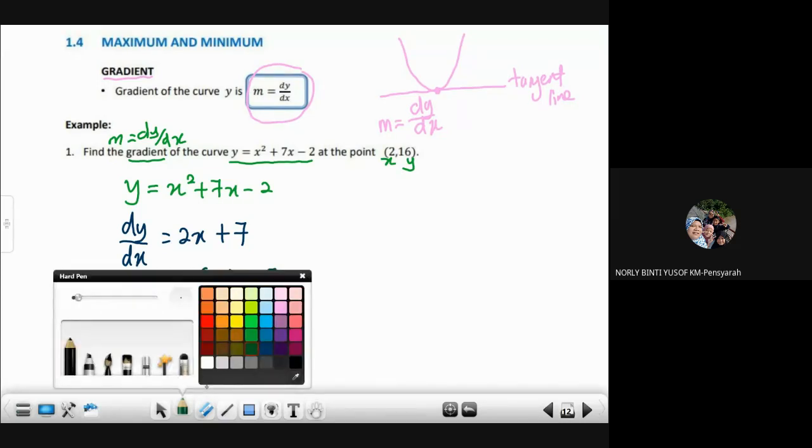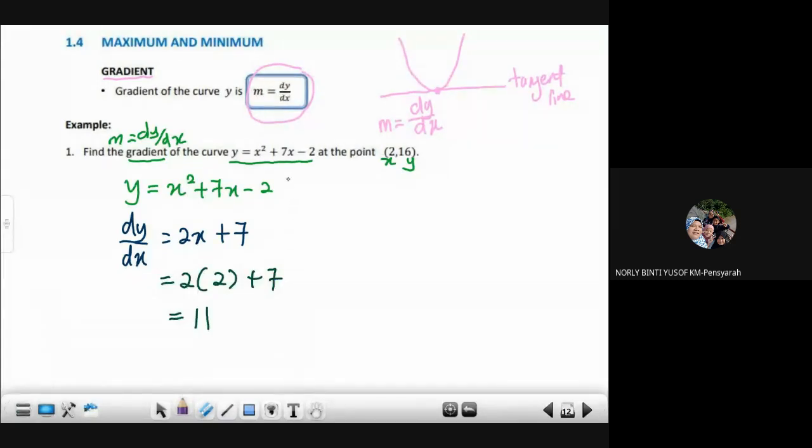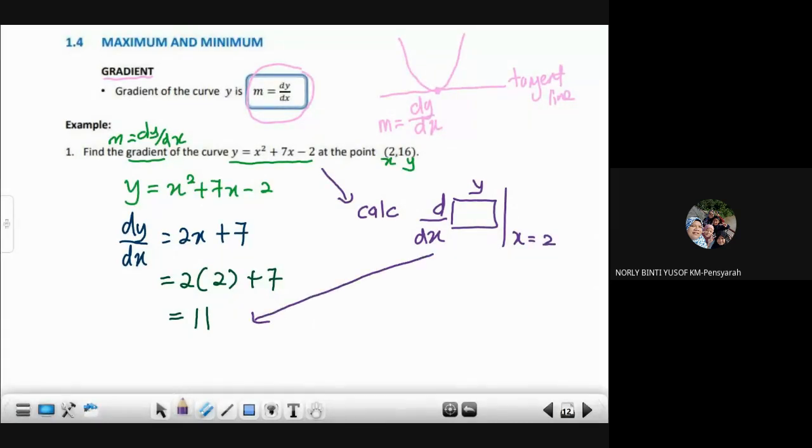Sebenarnya ni pun you boleh guna calculator, correct not? Okay, use slate calculator. Put the function of y dx, then x equals to 2. Nanti dapatlah jawapan ni. Kalau UPS lah. Tapi kalau keluar, tapi gradient tak ada kat assignment. Kalau UPS lah, then you sub inside. Then you got the value of 11.